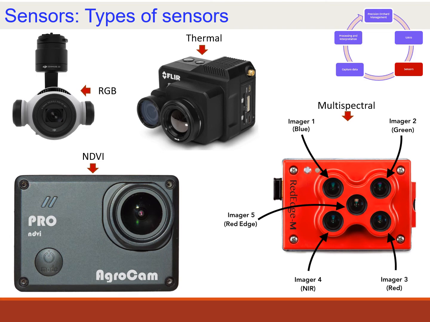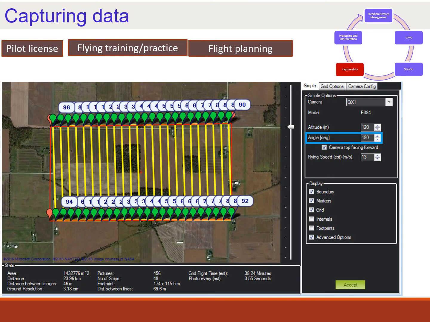For example, this camera shown here has 5 sensors to capture data in blue, green, red edge, near infrared, and red spectrum. I divide the data capturing part into 3 additional steps: getting the pilot license to fly the drone, and then a lot of practice of flying the drone, and finally, planning the flight.